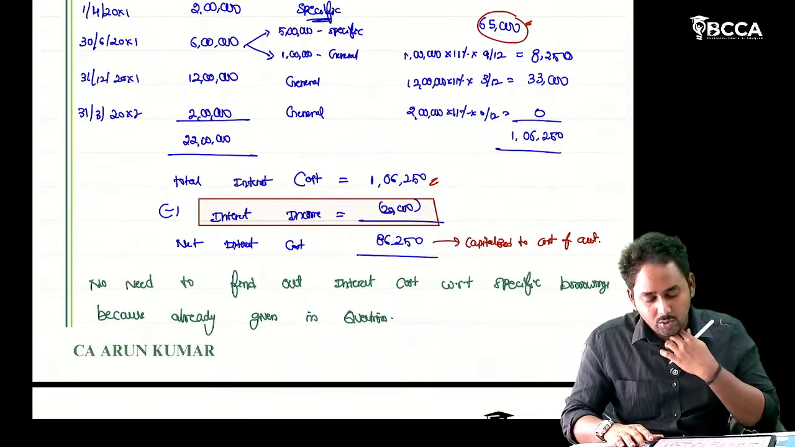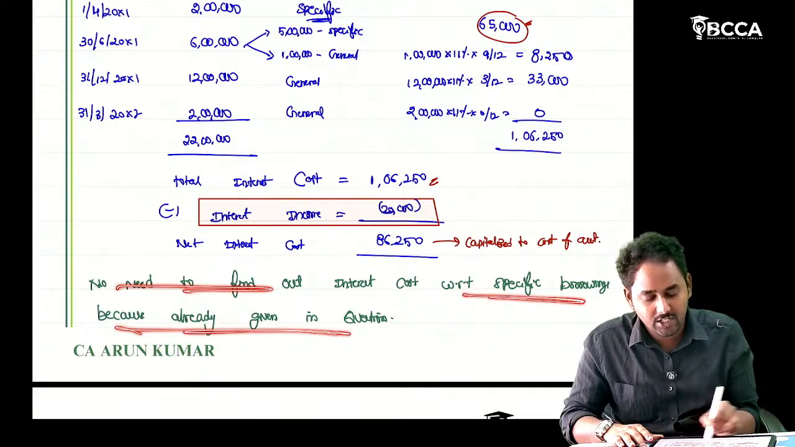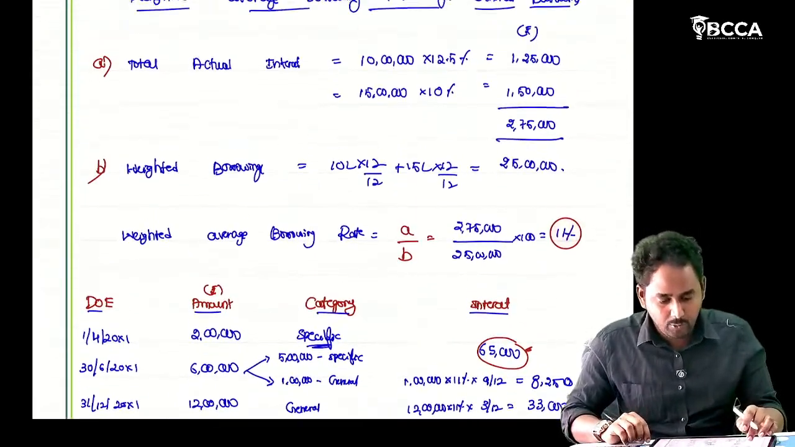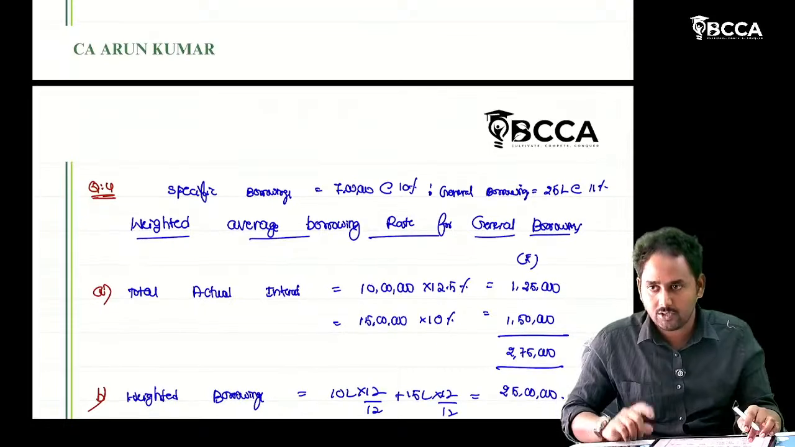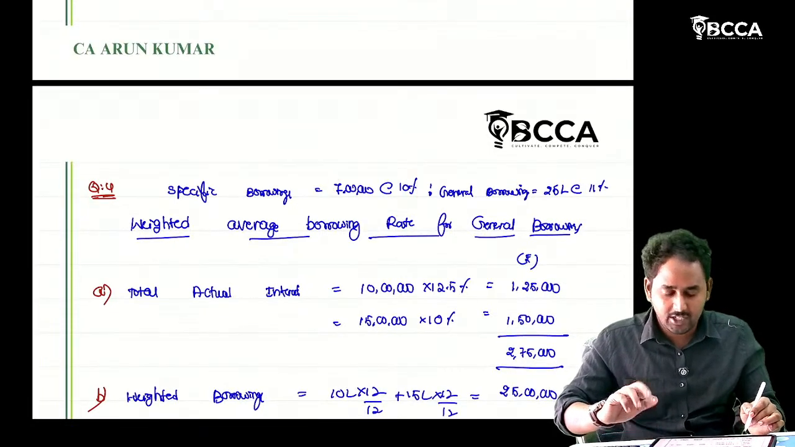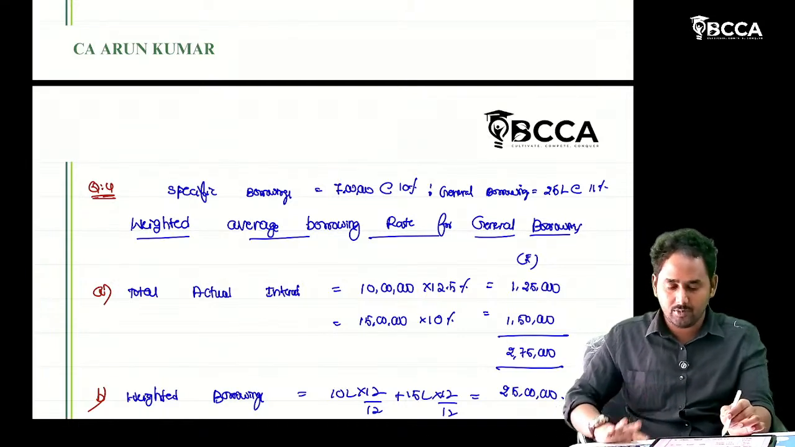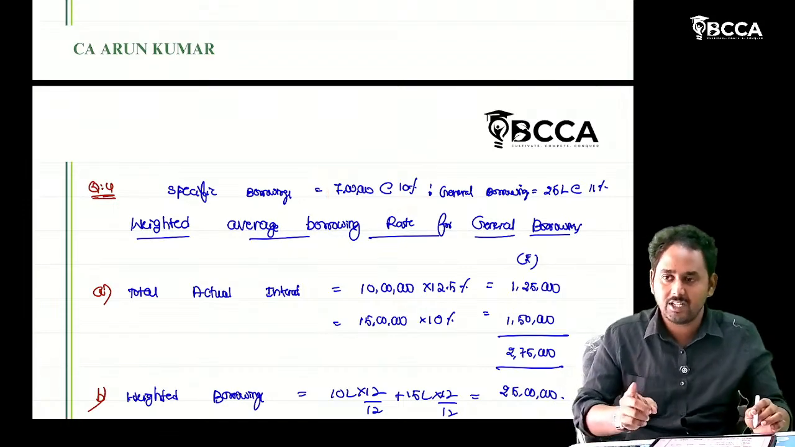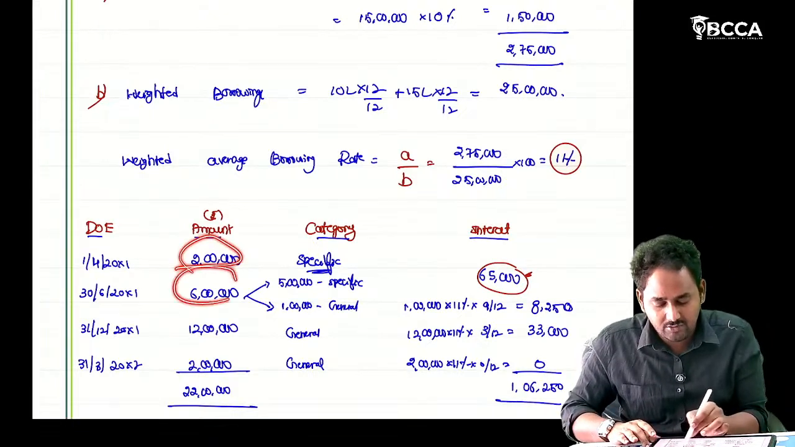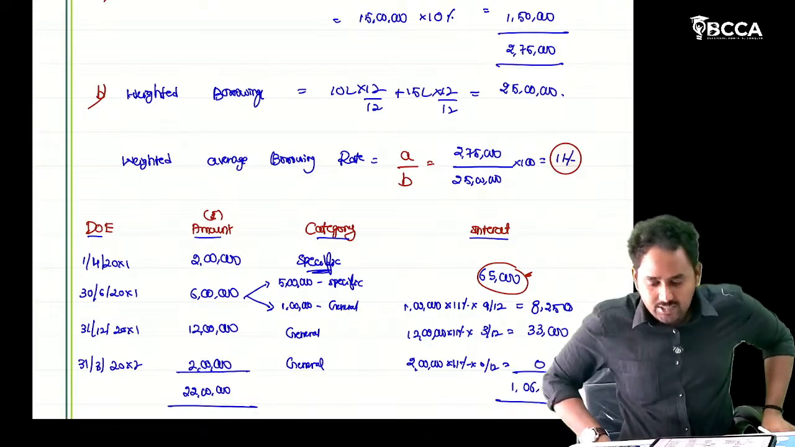So no need to find out the interest cost with respect to specific borrowings because it is already given in the question. If you wanted to find it out manually, it is going to be wrong because here I don't know what is the date of taking of the loan. If the date of taking of loan is 1st April, then the interest amount should be 70,000. But the interest amount is 65,000, which has been given directly. So you should use that amount for this 2 lakhs and for this 5 lakh. Combinedly, the interest amount is 65,000.